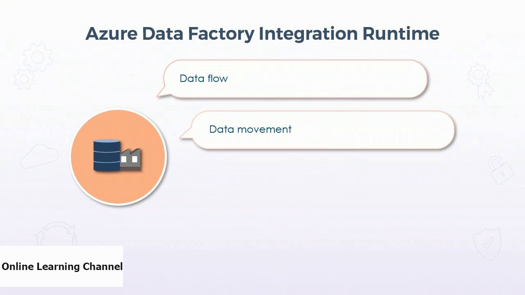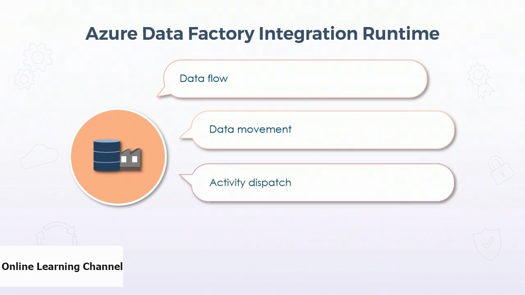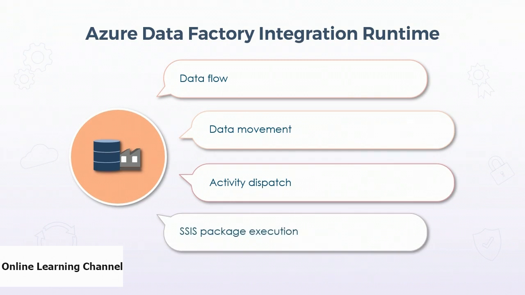Now, another capability that IR enables in Data Factory is Activity Dispatch. Activity Dispatch is about actually executing transformation activities on various other services like Azure Databricks, Azure HDInsight, Azure Machine Learning, Azure SQL, and so on. And finally, we have SSIS package execution, and that's primarily about executing SSIS packages in a managed Azure compute environment.